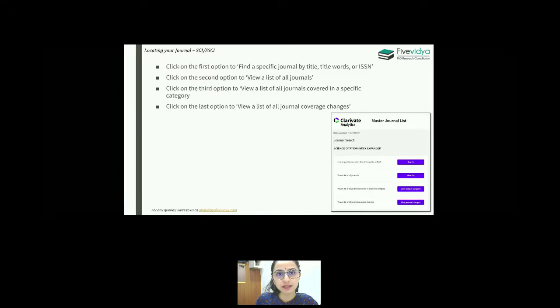On clicking on that, you will get four options. The first is to find a specific journal by title words or ISSN. The second option will give you the list of all journals. The third will provide you with a list of journals covered in a specific category. And the last option will give you a list of journal coverage changes.